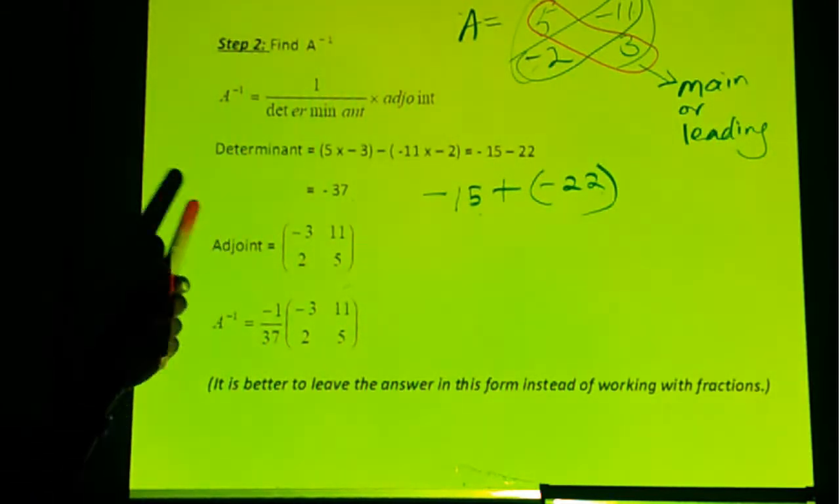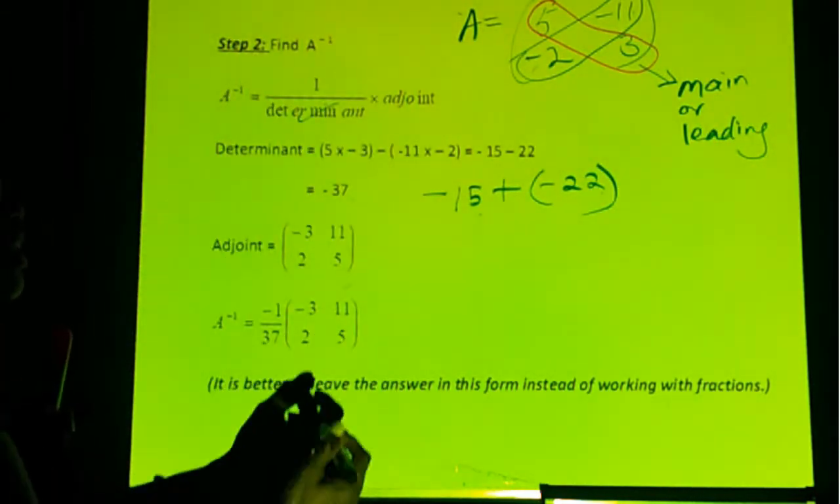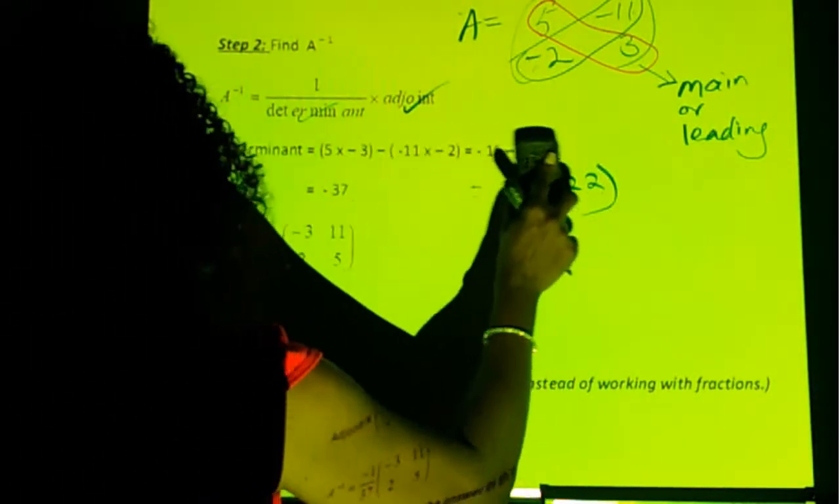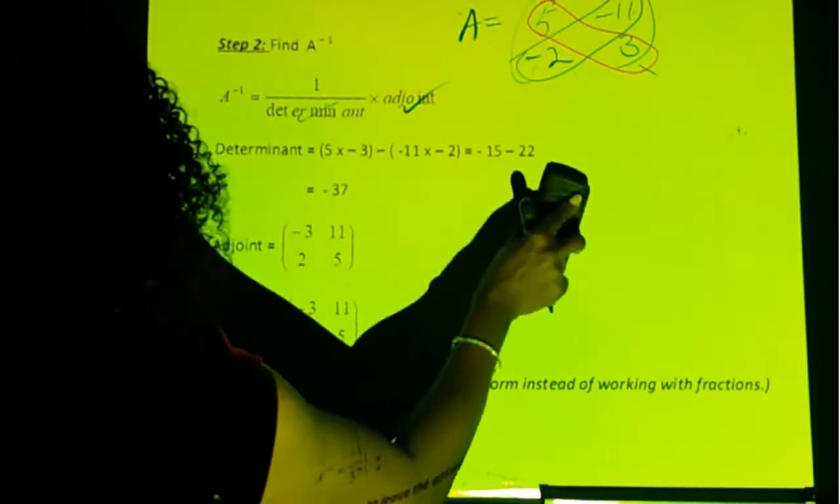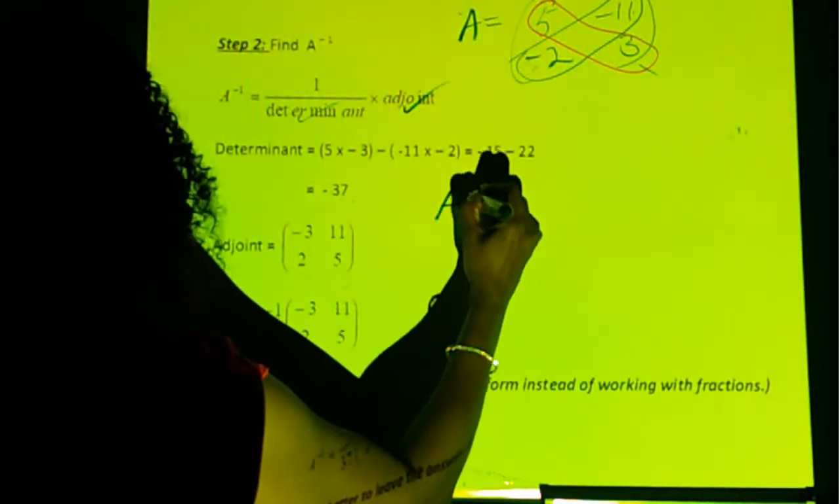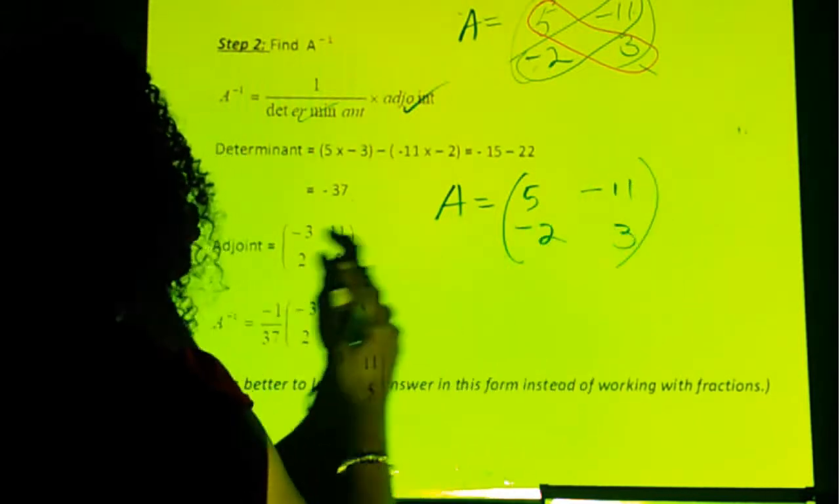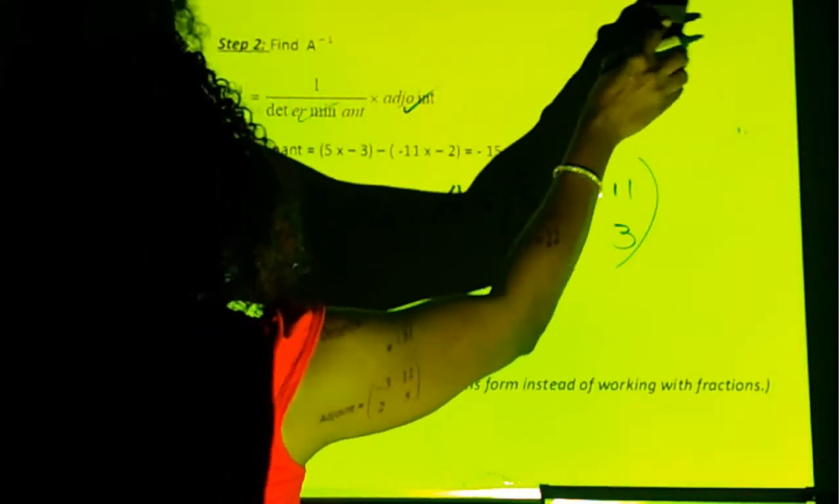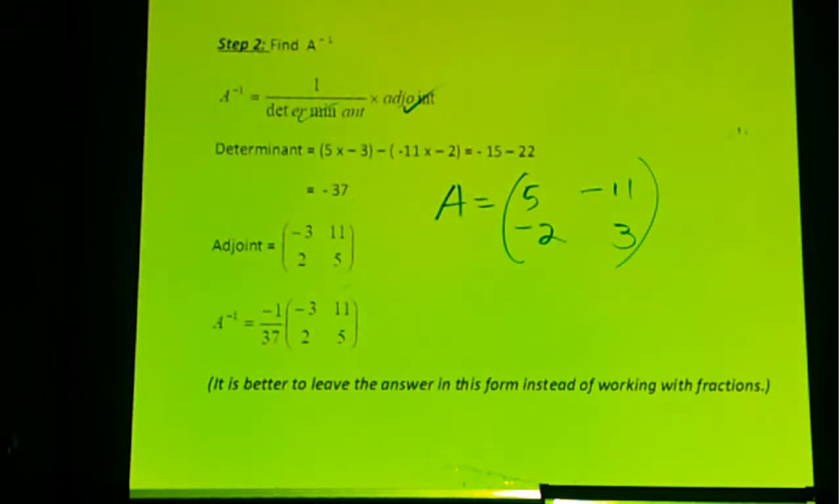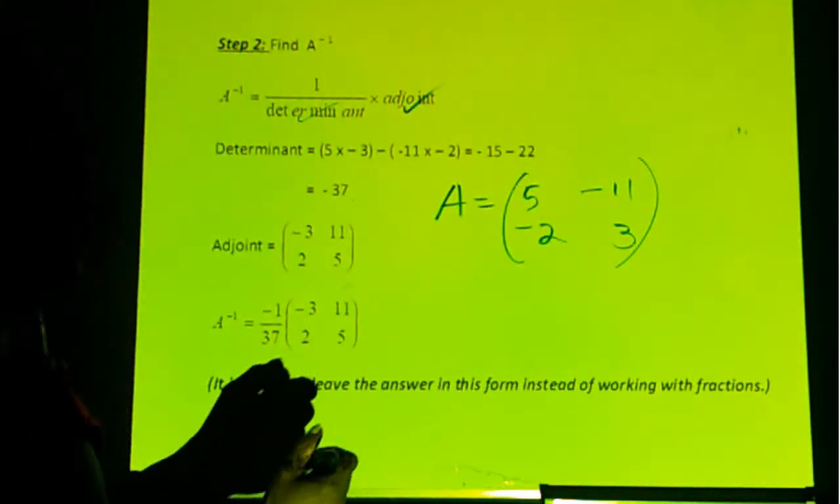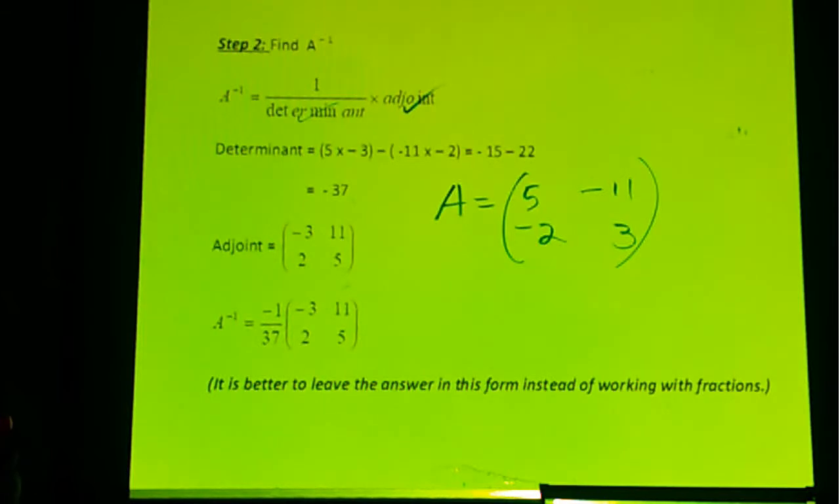The next thing we need to do is, so we found the determinant, so what do you think is the next thing? To find the adjoint. And there are 2 steps to find the adjoint. Focus again on the question. Focus on the matrix A. The matrix A is 5, negative 2, negative 11, 3. Do you remember the 2 steps that we use to find the adjoint? Yes. We switch the elements in the main diagonal.